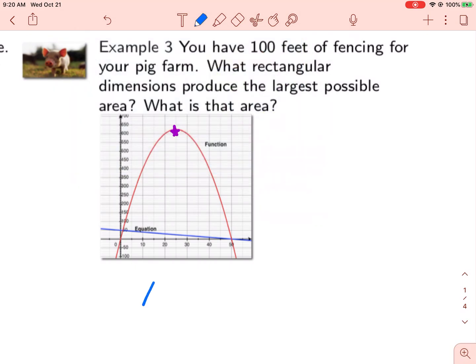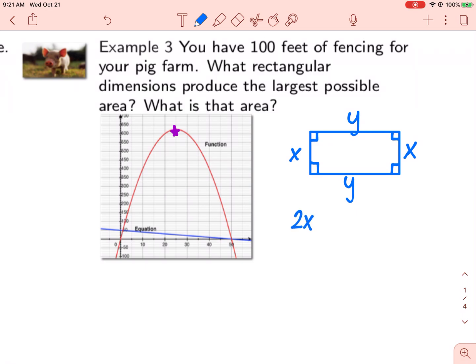So let's start out with what we've done before. I know I have a little pig farm. I'm going to call this side X. This one will be X. It is rectangular because it tells me Y. And I know you have 100 feet possible. So my perimeter is 100, which means 2x plus 2y equals 100. That's just what I'm getting from the first sentence of our problem.